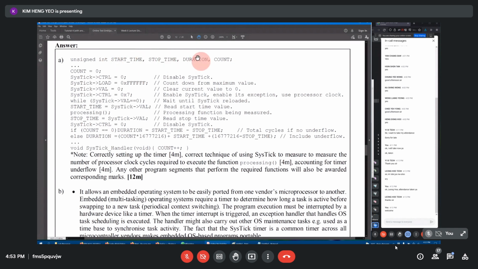Then the duration will be start time minus stop time, right? Start time first, because this is a countdown timer. SysTick is counting downwards, so start time will be bigger than stop time. So start time minus stop time, I get my duration.